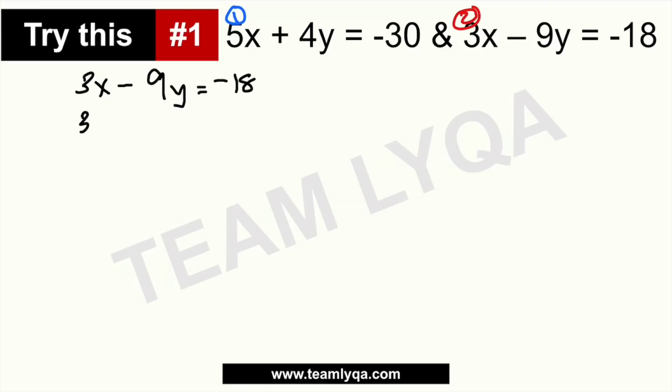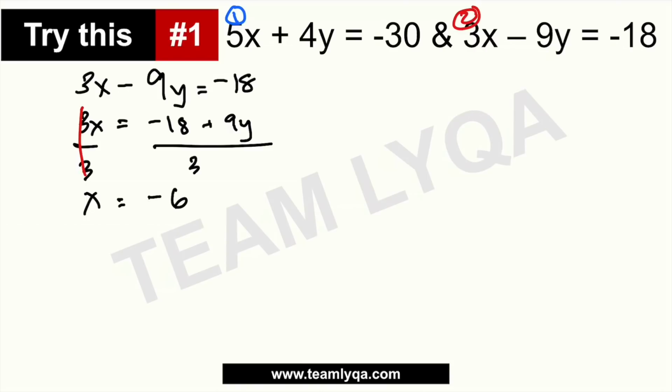Okay, so you have 3x. Tapos, ililipat natin yung 9 sa kabilang side. So, magiging, negative 18 plus 9y. Tapos, i-divide natin siya both sides sa 3. Maka-cancel ngayon ito. Maiiwan yung x is equal to, tapos i-divide lang natin siya. So, negative 18 divided by 3, magiging negative 6. Yung 9y divided by 3, magiging positive 3y. So, you can write it like that, or pwede nyo rin isulat na baliktad. So, magiging 3y minus 6.